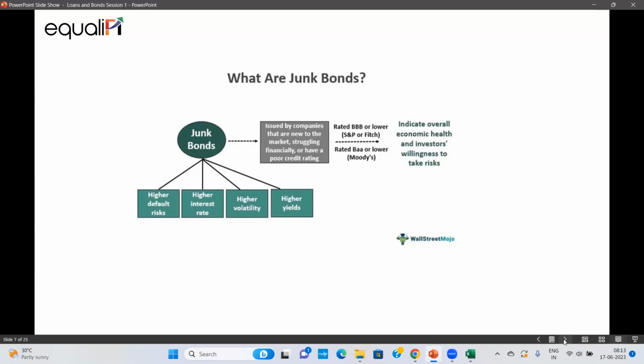One is higher risk of default. So they might not return your money. This has happened in multiple cases in scams and all this. For an example, I don't know whether you have heard about the Sharda scam or not. There was another scam which cropped up a few years back.